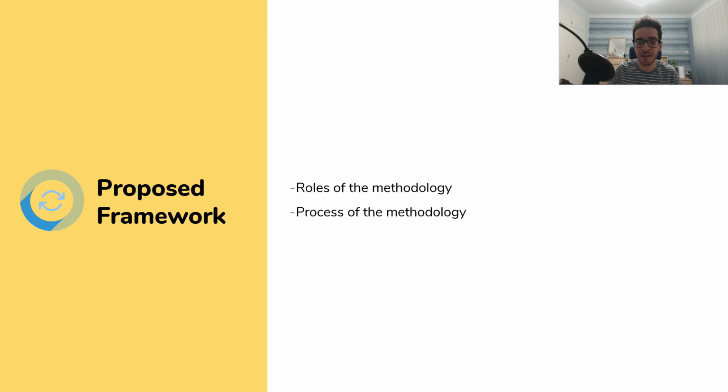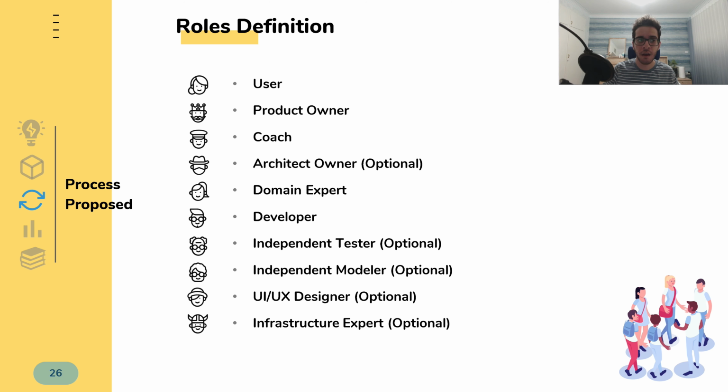Also, we proposed a framework for our methodology. First of all, we defined roles. In the proposed methodology, we have some primary roles and optional roles. Primary roles are user, product owner, coach, domain expert, and developer, and other roles are optional. We developed a process for the proposed framework. This framework consists of four phases: startup, construction, transition, and maintenance. We explained all elements of this process in my master thesis.